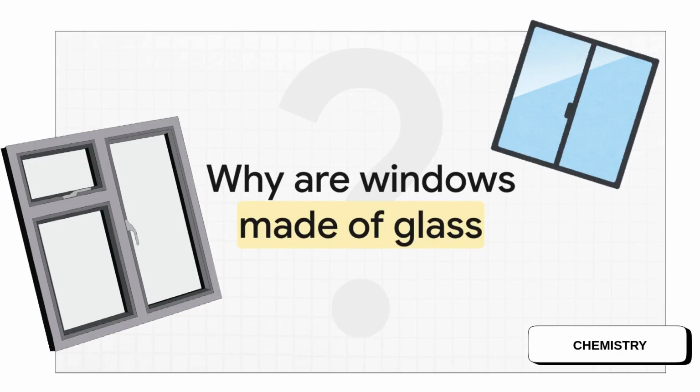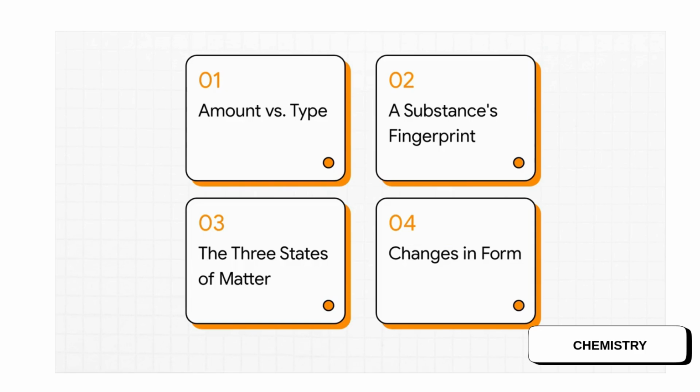So let's kick things off with a question that seems almost too simple. Why are windows made of glass and not copper or wood? It sounds obvious, but by the end of this explainer, you'll be able to answer this question just like a chemist would. And here's the roadmap for how we're going to get there.